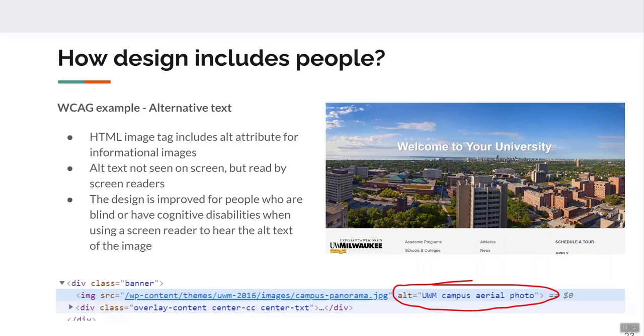A screen reader will read "UWM campus aerial photo" so that the person who is using a screen reader can understand what that picture is about. The alt text is not seen on the screen, so it's only read by the screen reader. And doing this will improve the design for people who are blind or have cognitive disabilities when they are using the screen reader.